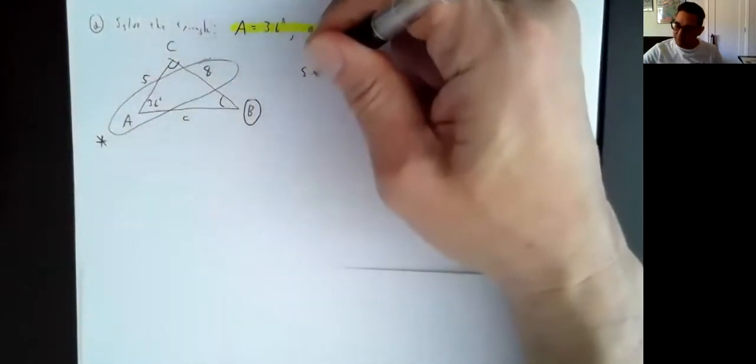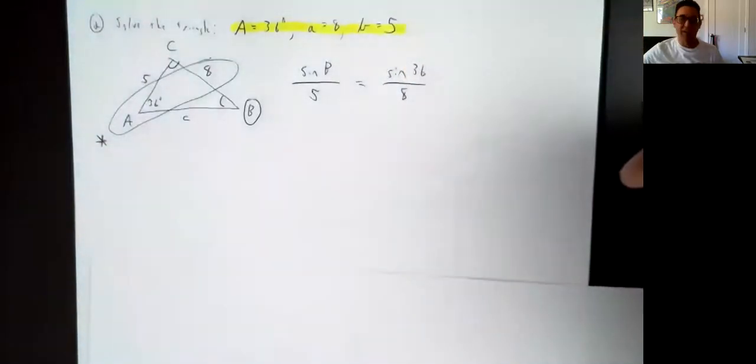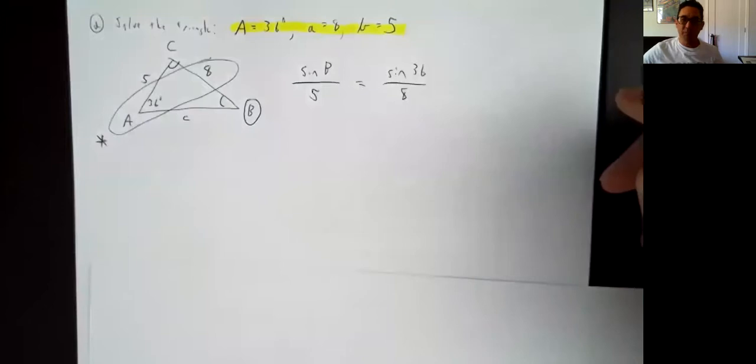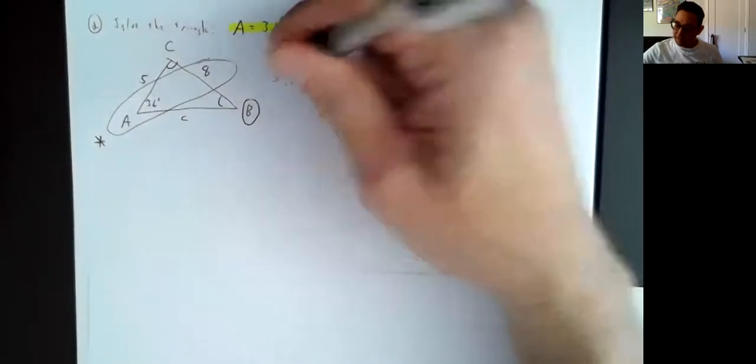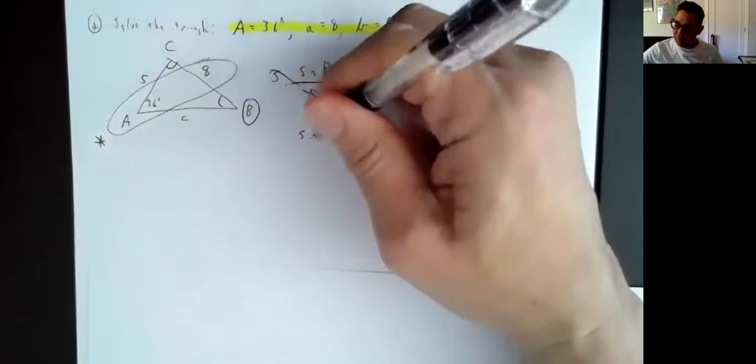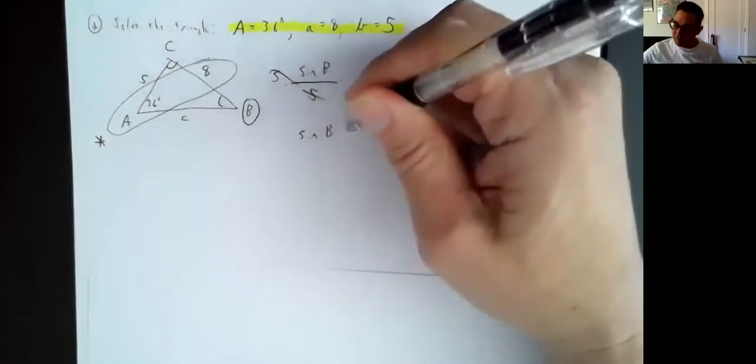So since I'm solving for an angle, I'll put that on the top. So I'm solving for angle B over its partner side 5. I'm going to set it equal to sine of 36 over 8, because those are the sides for A. Okay? And this time I'm solving for angle B. Now, I can multiply both sides by 5, just like I did before. That cancels. So sine of B equals 5 times that.